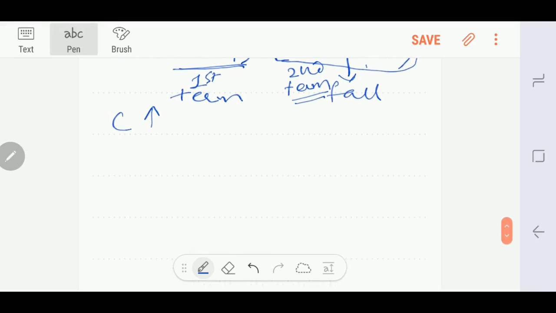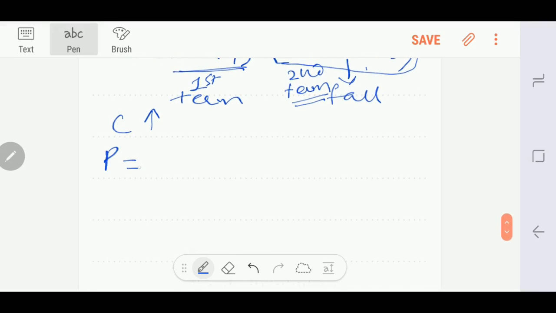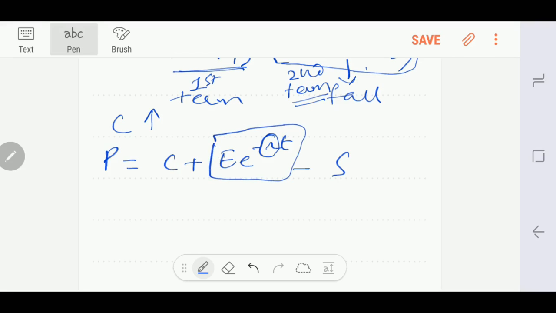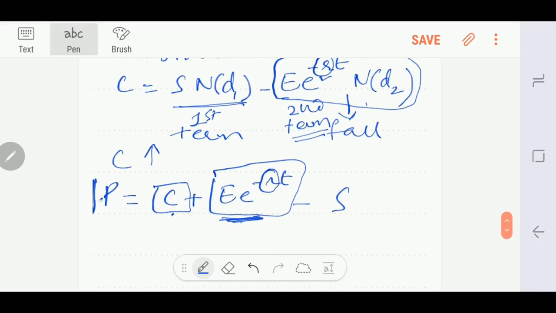Now think about a put option. A put option is specified as C plus the present value of the exercise price minus the stock price. Now if you increase the discount rate here, increase the value of R, what's going to happen? It is going to make the second term smaller. When this term becomes smaller, we are going to be adding a smaller term to the first term, which is the C. So we will be adding a smaller value to this C, which will mean that the final result, the put option, will experience a fall.